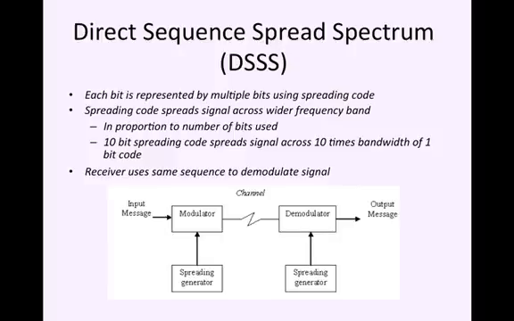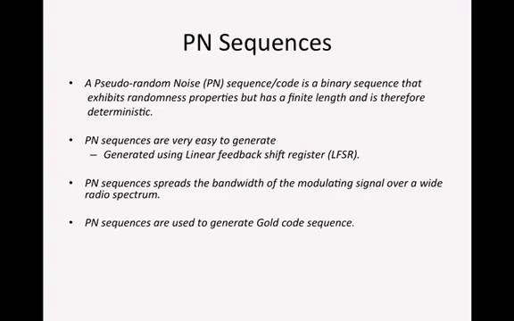As can be seen in the figure, you input a message to the modulator and give it a spreading code generator, and the spread signal is then transmitted through a channel. On the receiving side, the receiver has a demodulator that uses the same spreading signal to despread the signal, and then we get the output message. So what do we use to spread the signal?